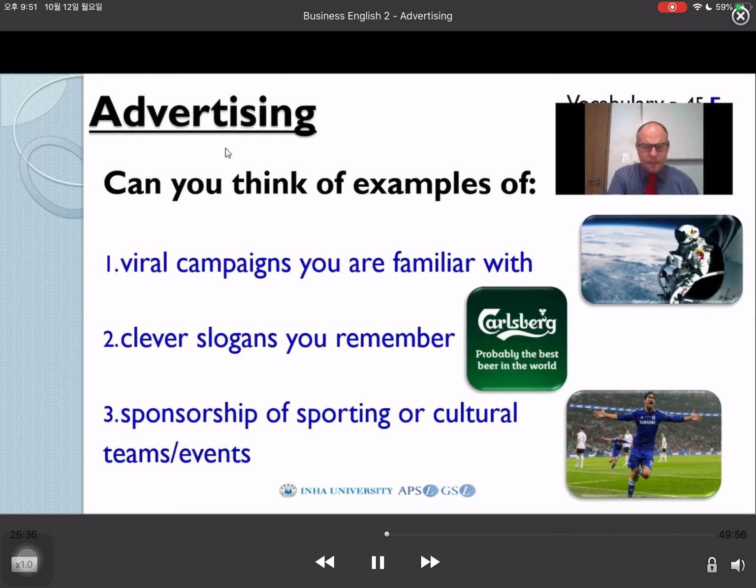There you go, viral campaigns. Can I think of one that was very famous? The Ice Bucket Challenge would be one. It's a few years old now, but incredibly successful. It was for Lou Gehrig's disease, I can't remember exactly. It was something like a muscle disease, and it got people to tip ice water over them, and famous people got involved and they posted the videos up on YouTube. I would say that's a very famous example of a viral campaign.